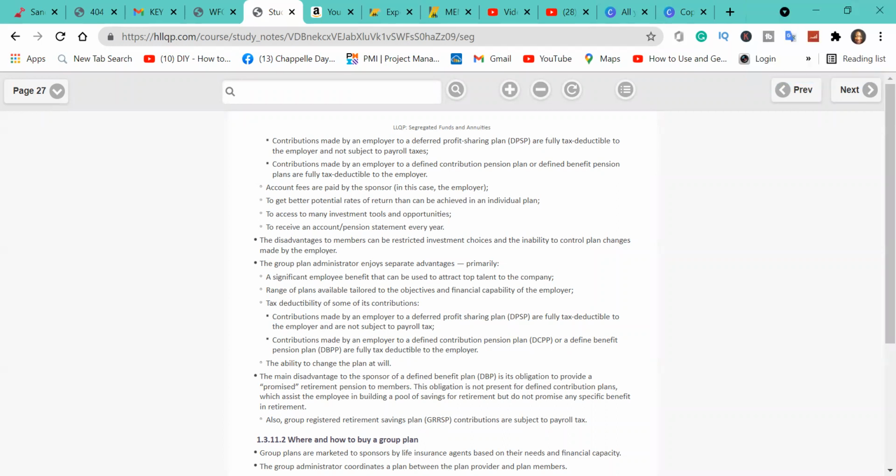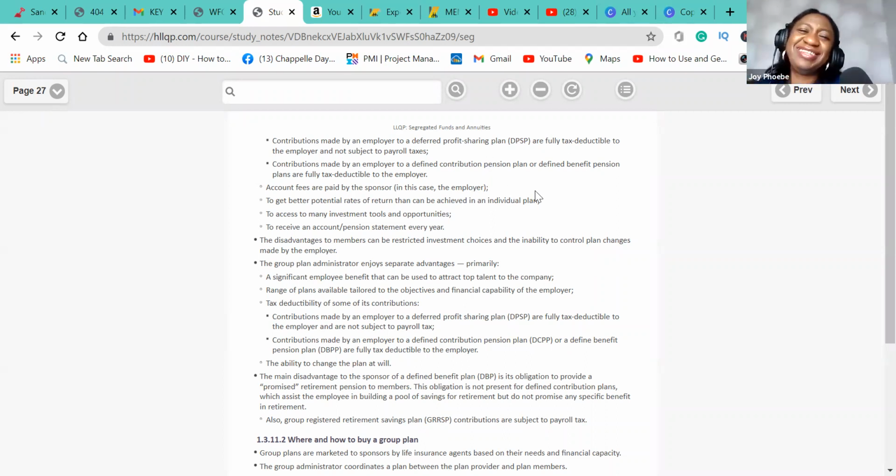Then we have defined contribution. That's what most organizations use, right? Defined contribution pension plan is that you contribute, I contribute. Some companies will say, okay, if you contribute, we will match your contribution. If you don't contribute, they won't contribute. And then there is the deferred profit sharing plan, DPSP, which is not as popular.